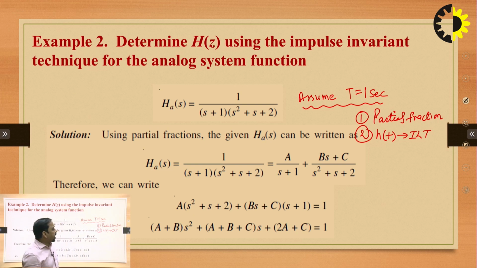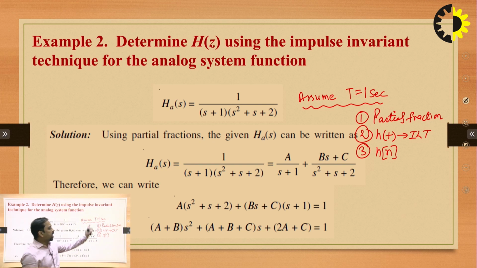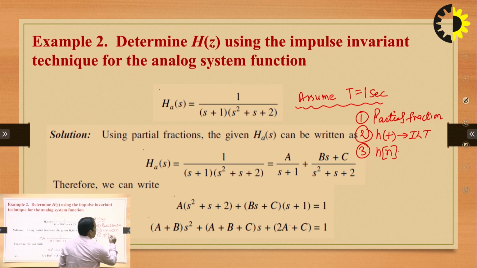So now once this h of t is known, instead of t in h of t, I will replace t equal to nT, where capital T we have already assumed equals 1 second. So only the thing is, instead of t we need to replace n, giving h of n. So this h of n is the impulse response of the digital filter.